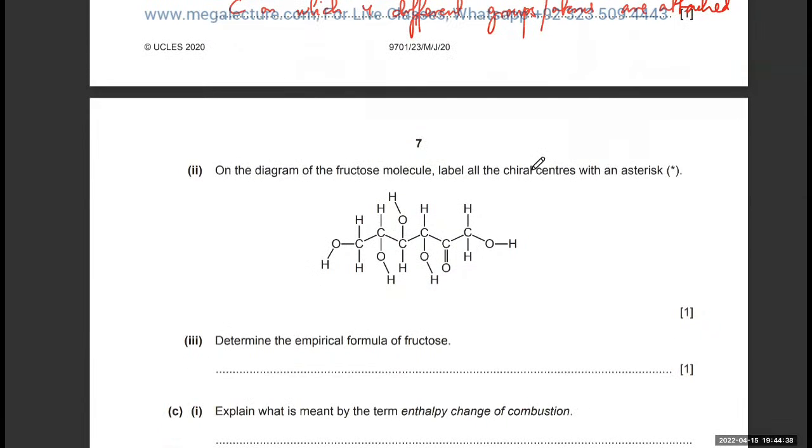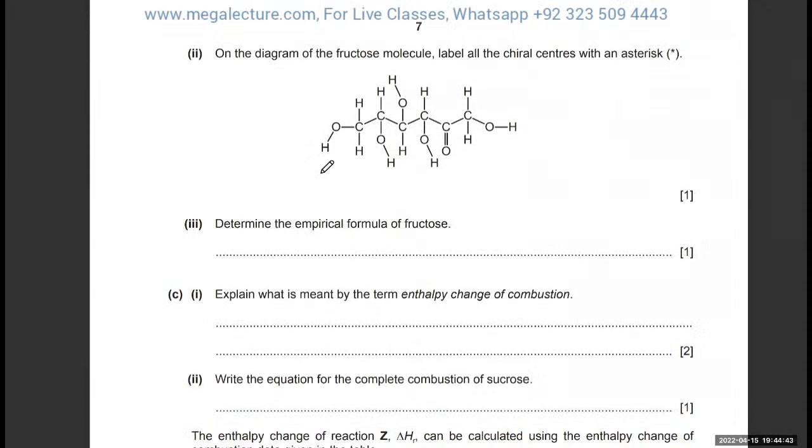So on the diagram, label all the chiral centers with a star, with an asterisk. How many chiral centers do you have in this molecule? 3. This one is chiral. I'm circling them. This one is chiral. If you're standing on this carbon atom, all 4 sides are different. Then you have this one as chiral, and this one as chiral as well. So you've got 3 chiral carbon atoms.